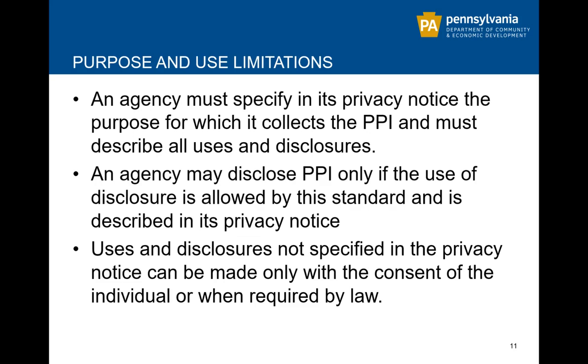Purpose and use limitations. An agency must specify in its privacy notice the purpose for which it collects the PPI and must describe all uses and disclosures. An agency may disclose PPI only if the use or disclosure is allowed by this standard and is described in its privacy notice. Uses and disclosures not specified in the privacy notice can be made only with the consent of the individual or when law requires it.